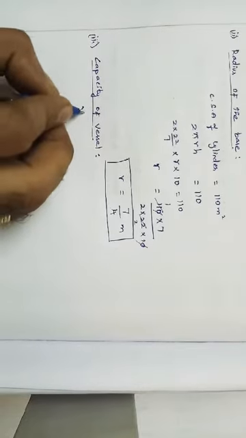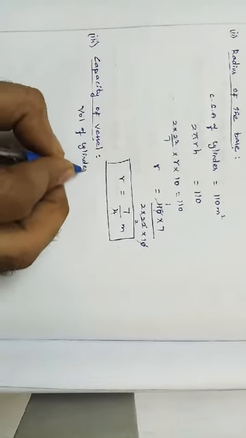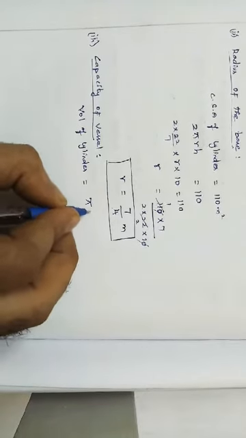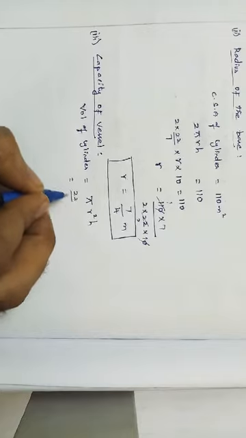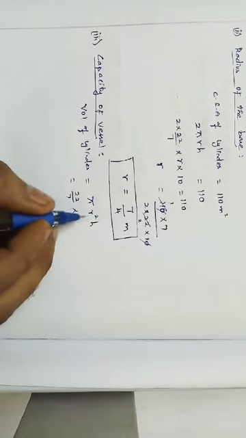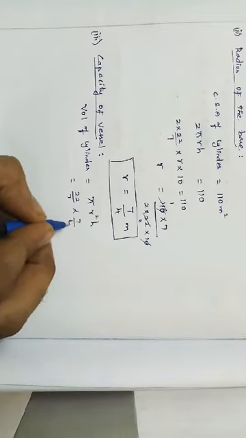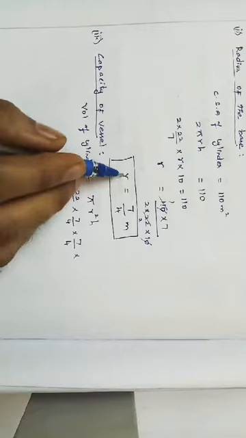Capacity of the vessel is nothing but the volume of the cylinder. What is the formula for the volume of a cylinder? Pi r square h. Just substitute the values. What is the value of pi? 22 by 7, into the radius 7 by 4 whole square, so we write it twice, 7 by 4 into 7 by 4, into the height, which is 10 meter.